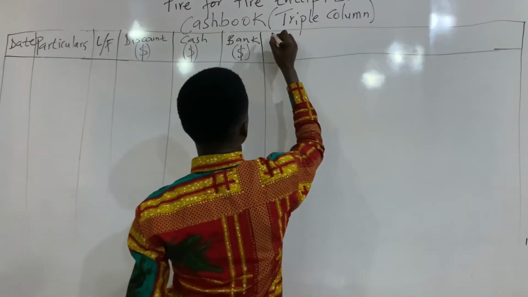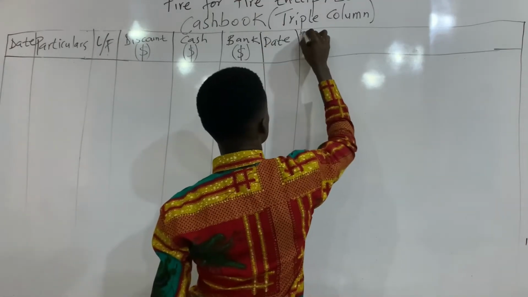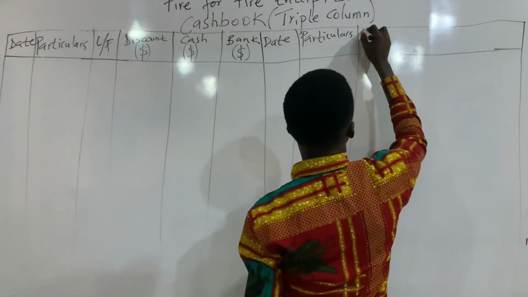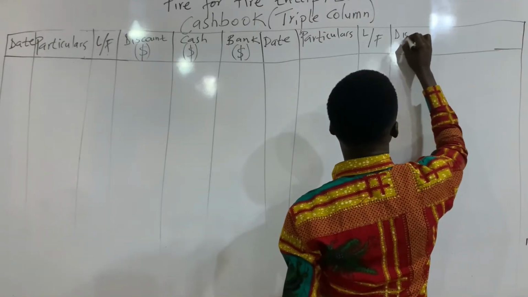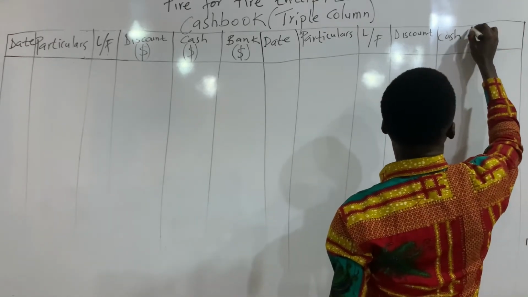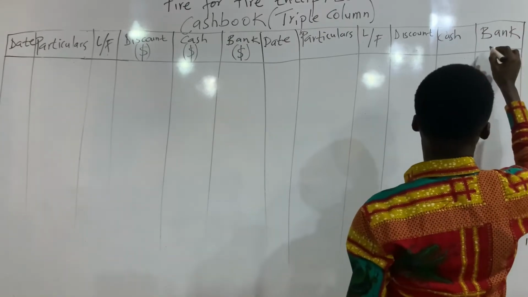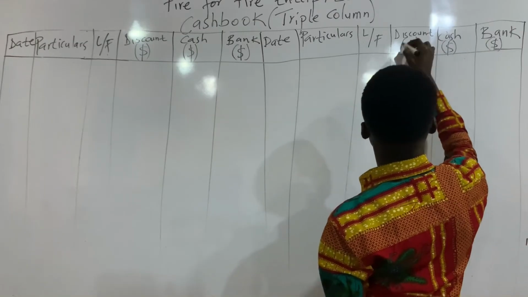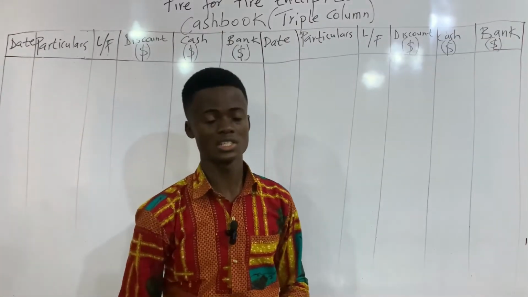So on the credit side too, we have date, we have particulars, we have ledger folio, and then amount. So we have discount, cash, and bank. Then we will bring the currency sign right under each. Okay, so this is the format of a three-column cash book. So now let's start recording the transactions in it.